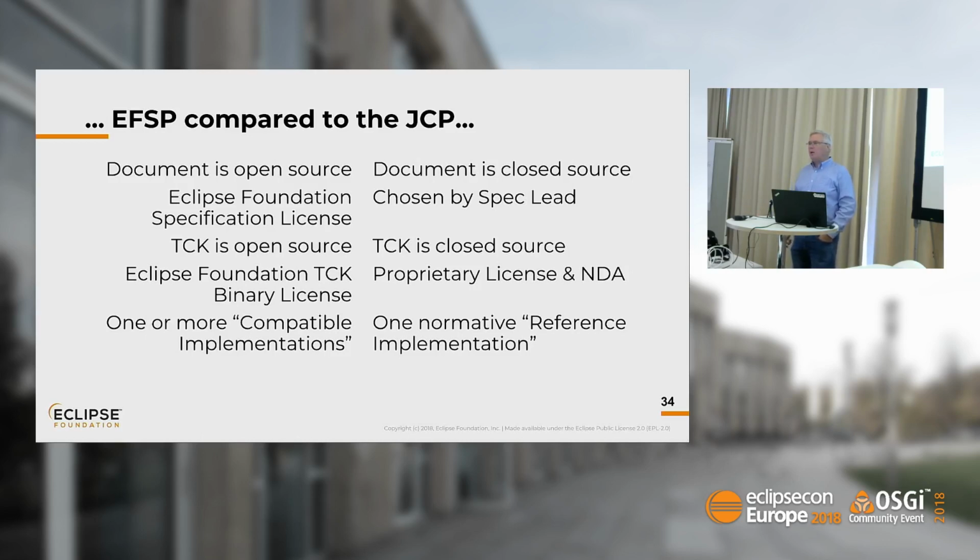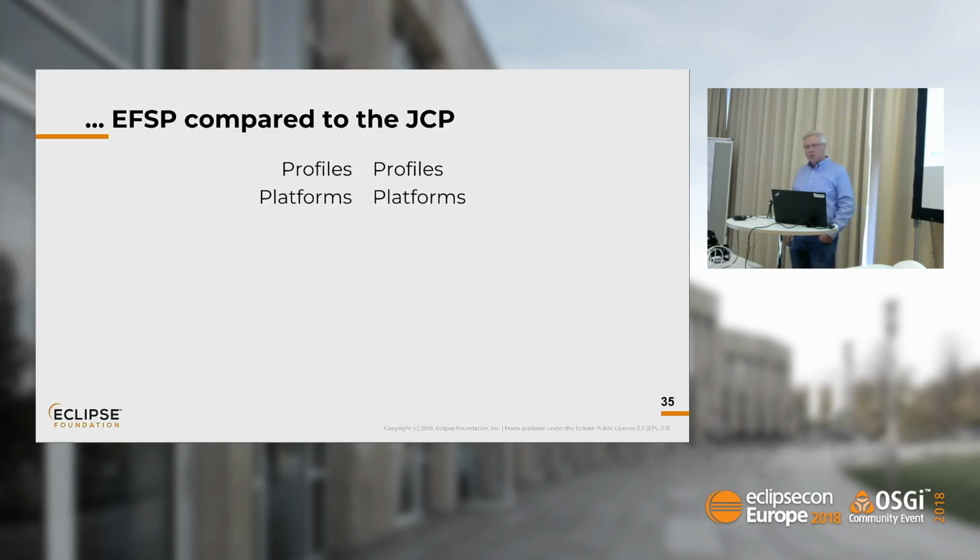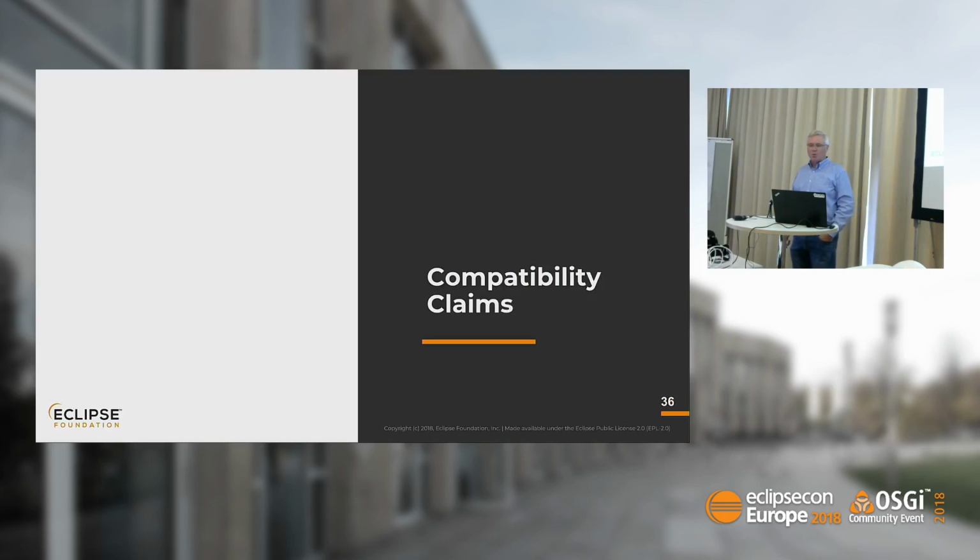The JCP actually gives the spec lead the flexibility of choosing their spec license to a certain degree. The biggest difference, as I talked about before, is that the TCK is not only closed source, but it's proprietary and confidential. So that definitely is a big change. And then in the JCP, there's one normative reference implementation, whereas we're allowing for multiple compatible implementations. We both have the ability to create things called profiles and platforms. So that's backwards compatibility.